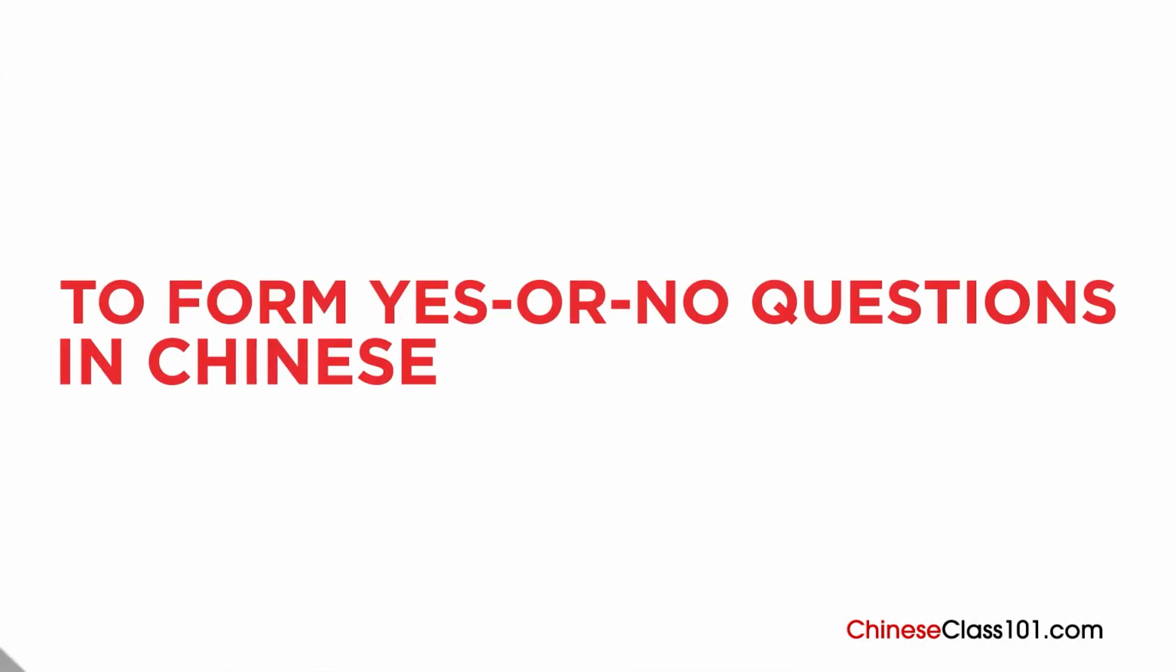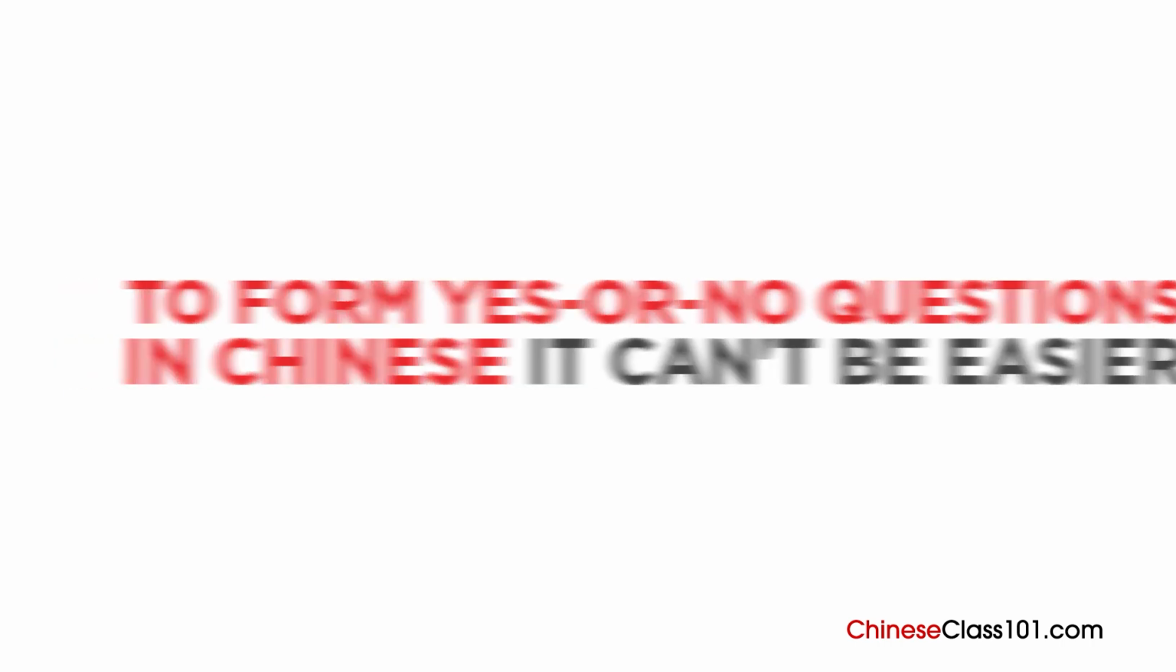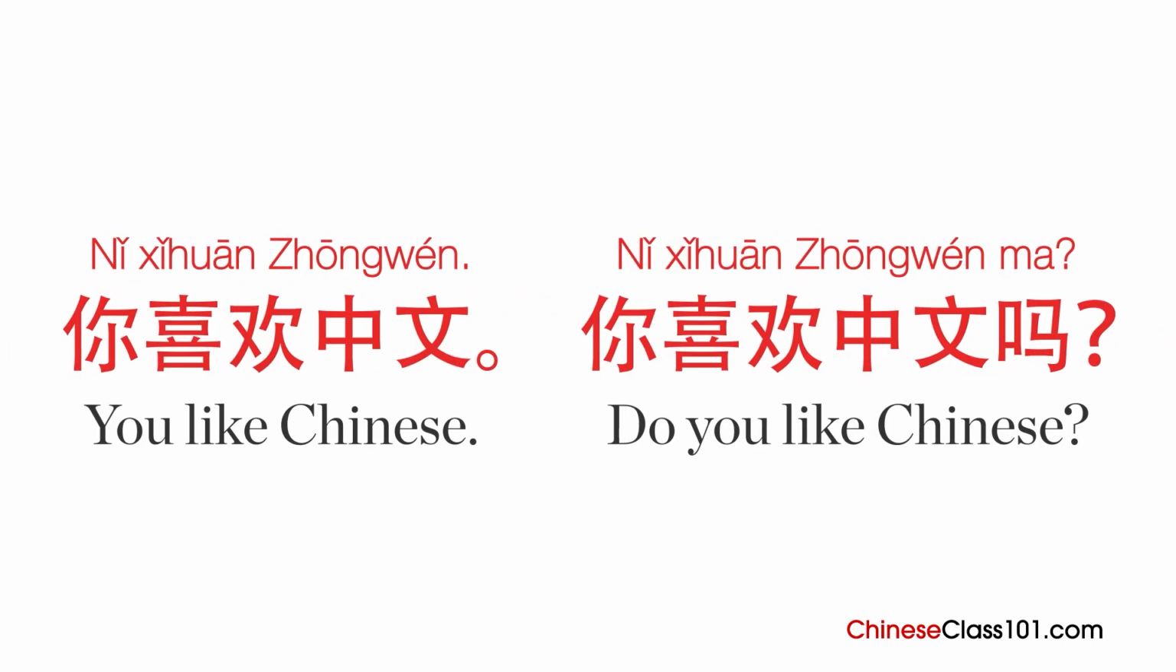To form yes or no questions in Chinese, it can't be easier. Just add a question marker, 吗, at the end of a statement. You like Chinese is 你喜欢中文。To make it, do you like Chinese? We simply put 吗 at the end.